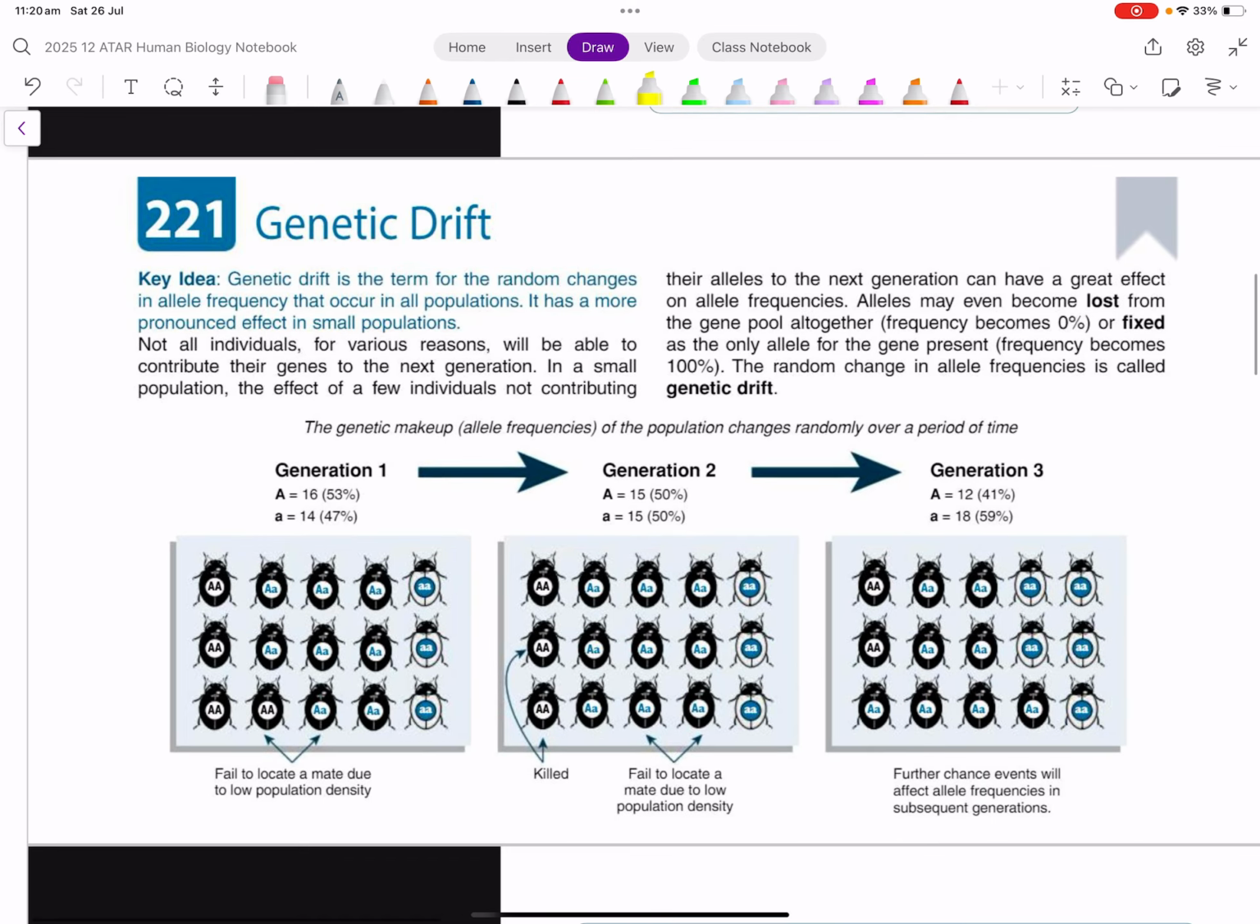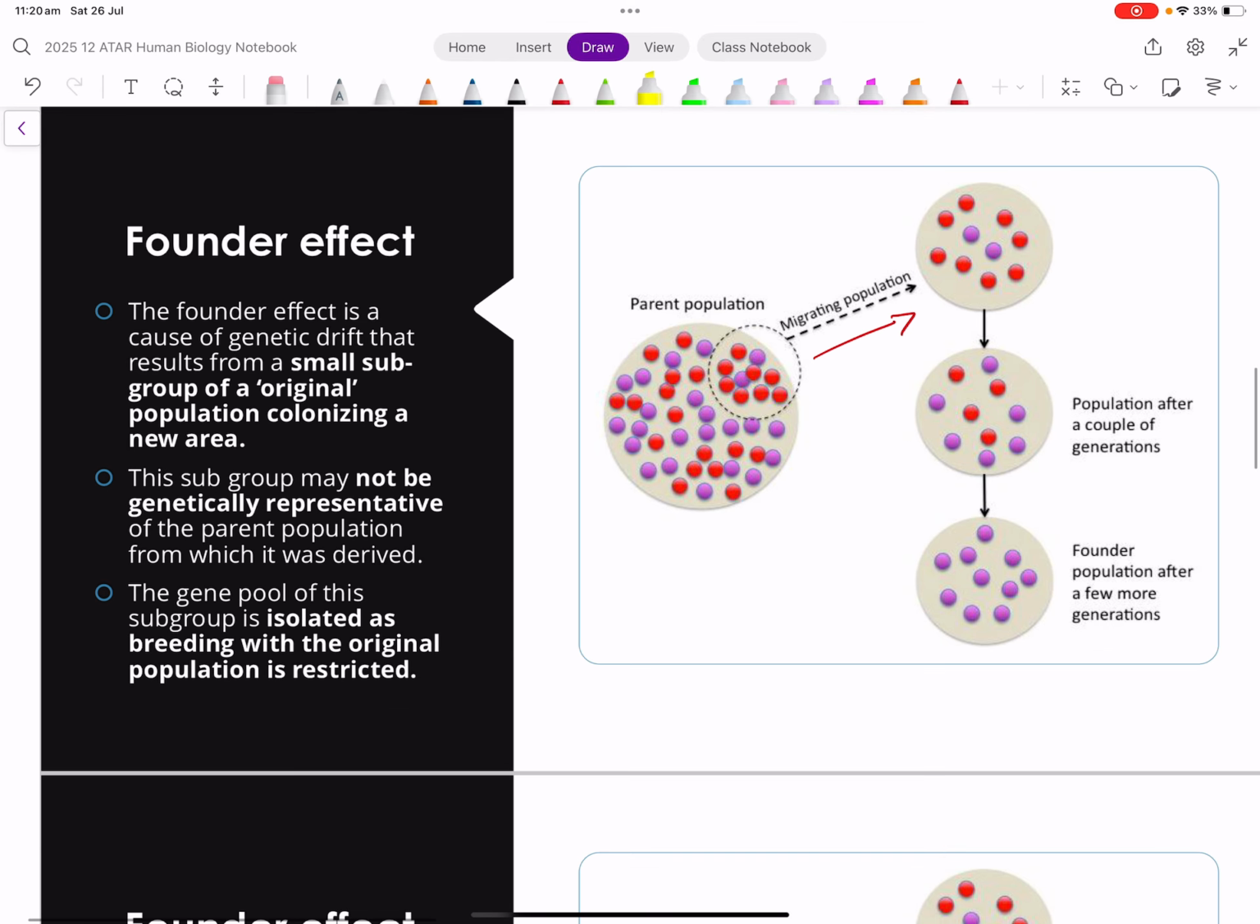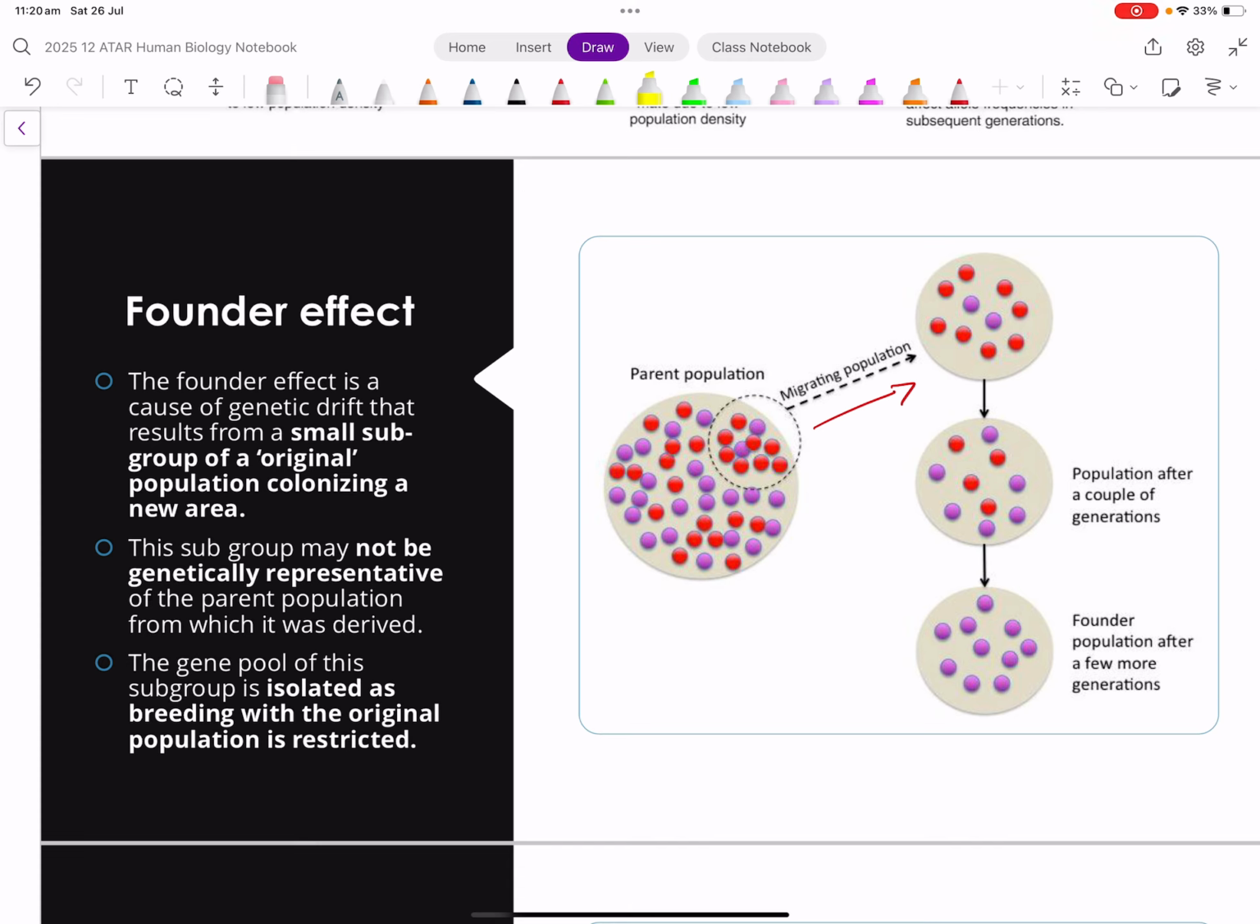Now, I've got a little bit more of a summary here. Feel free to pause the video, otherwise I'm going to scroll on now. So what is the founder effect? The founder effect is where a small subgroup of an original population colonizes a new area.